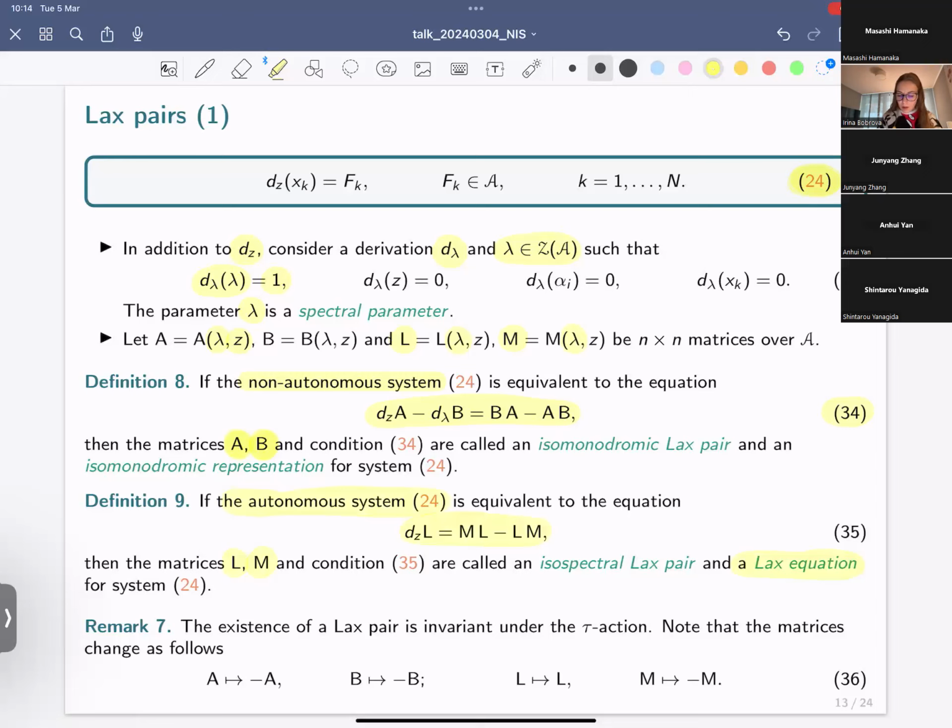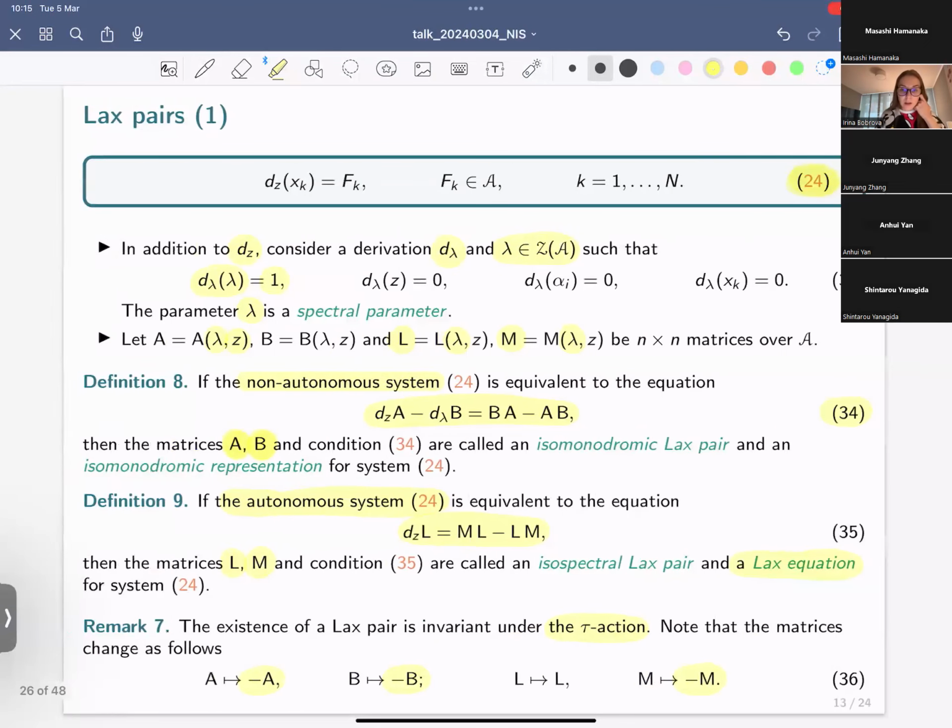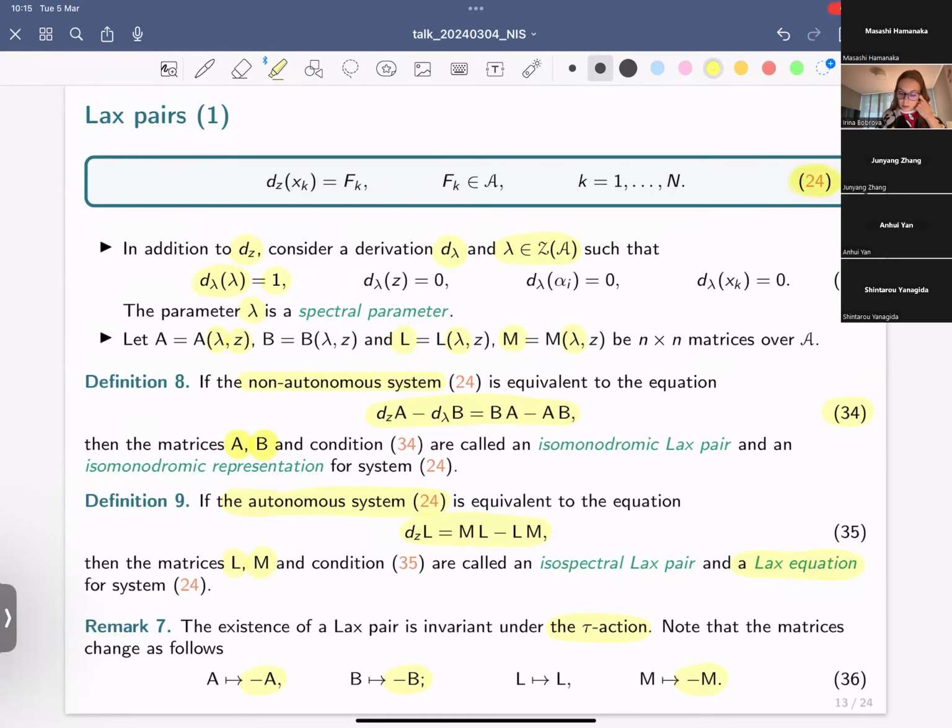And let me stress that existence of Lax pairs is invariant under the tau action, but we need to change our Lax pairs. In addition to transposition of the matrices according to the tau action, we need to change the sign in the isomonodromic Lax pair, and the sign of matrix M in the isospectral Lax pair. Well, the next slide is about some examples.